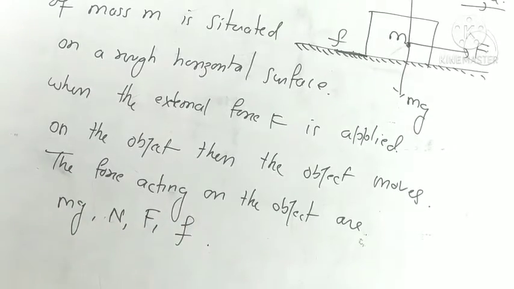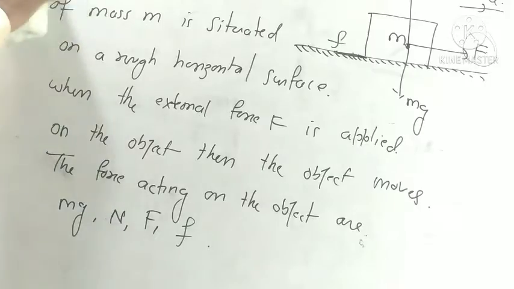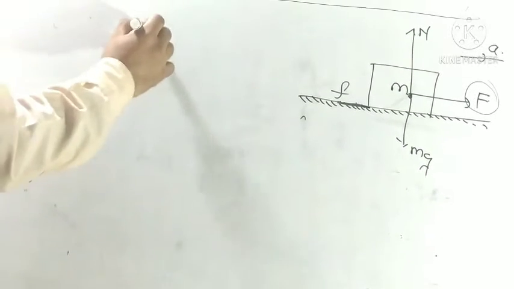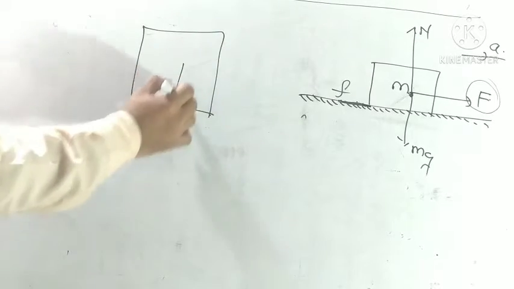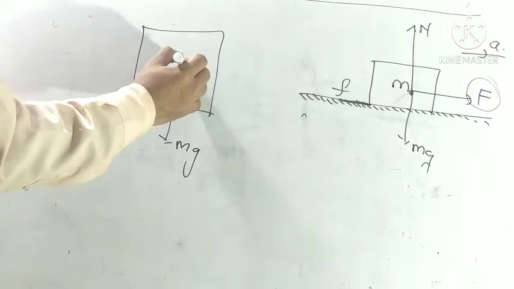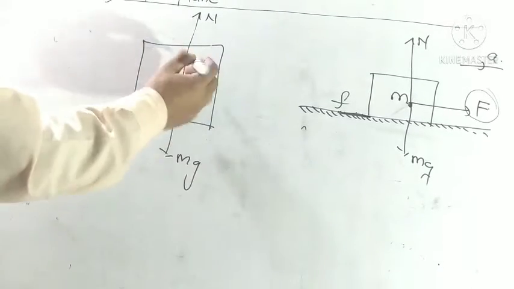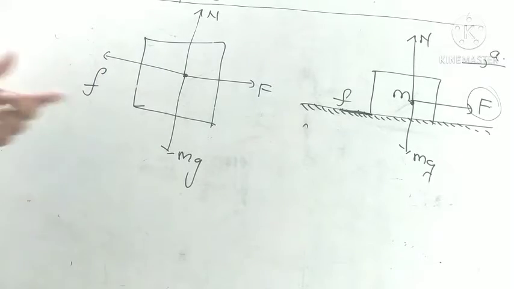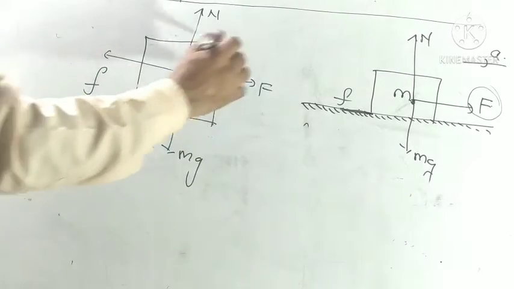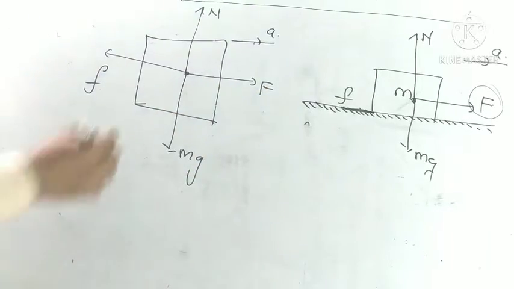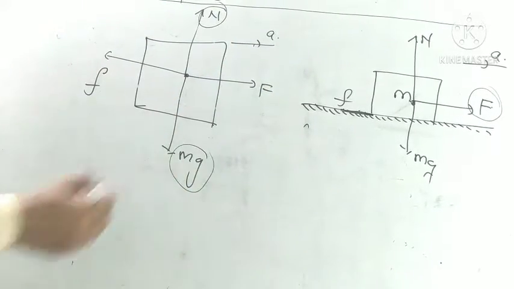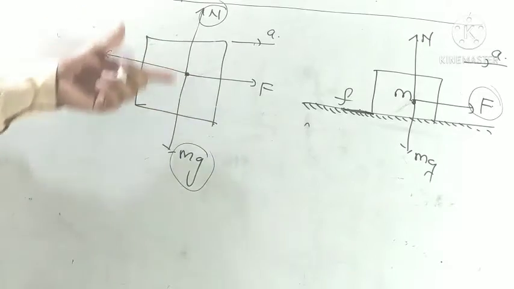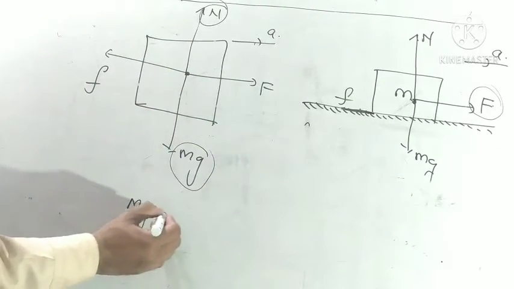Now we see the free body diagram of this body. The weight of this body works vertically downward, the normal force works vertically upward, F is the applied force and small f is the frictional force. This body will move right with acceleration a. Firstly, these two forces, normal force and weight, balance each other, I mean both have equal magnitude.